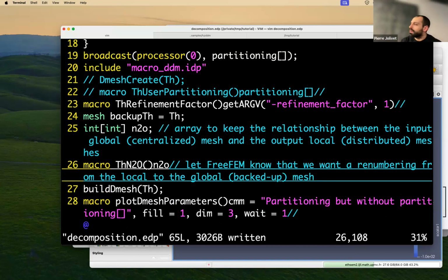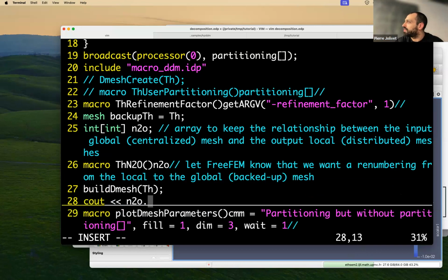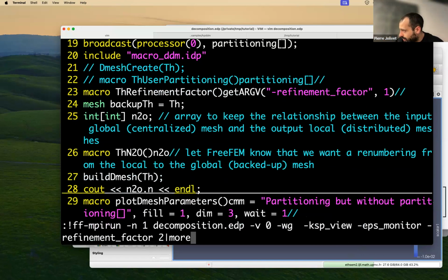Okay. So if we do a cout after this, we will be able to see that hopefully FreeFEM has properly filled up the array N2O.